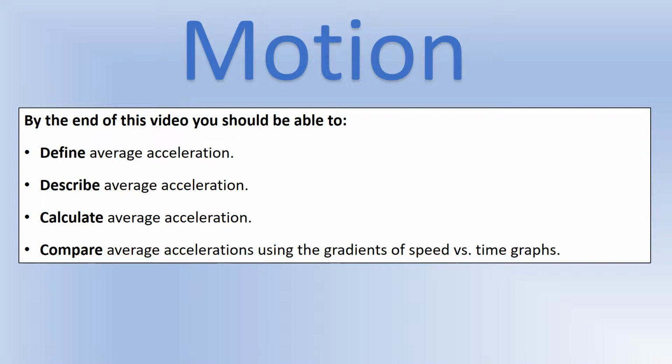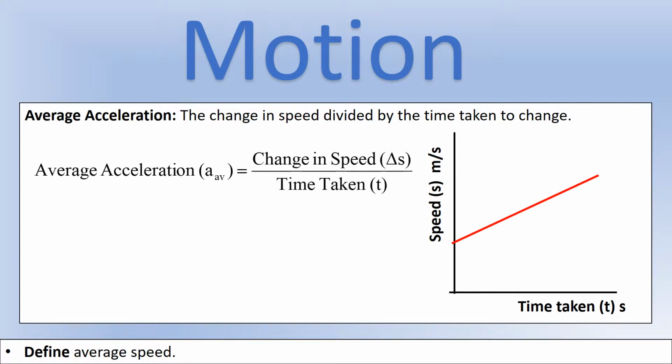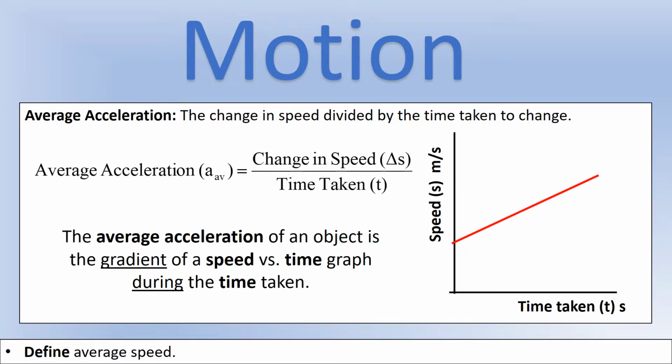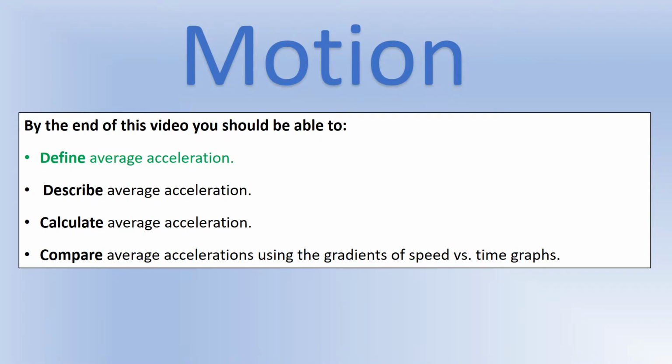So let's get started by defining average acceleration. The average acceleration of an object is the change in speed divided by the time taken for that change to occur. And this is it in equation form. The other form we might see this in is that the average acceleration is the gradient of a speed versus time graph. That's what we've got on the right hand side. The gradient is the change in y, so the change in speed, divided by a change in x, so the time. So we can see that the average acceleration is the gradient of this graph. That's what average acceleration is.